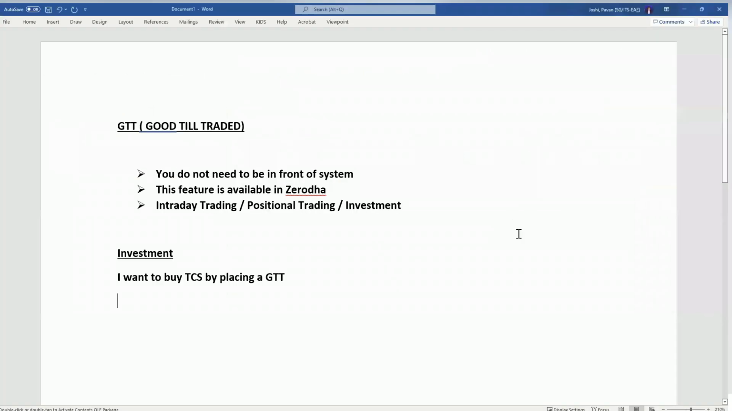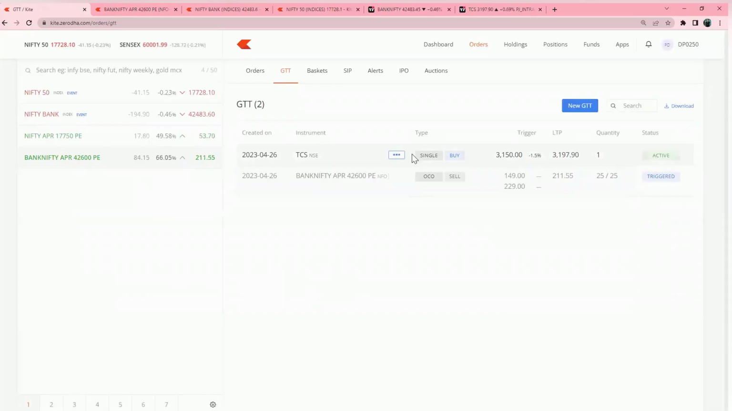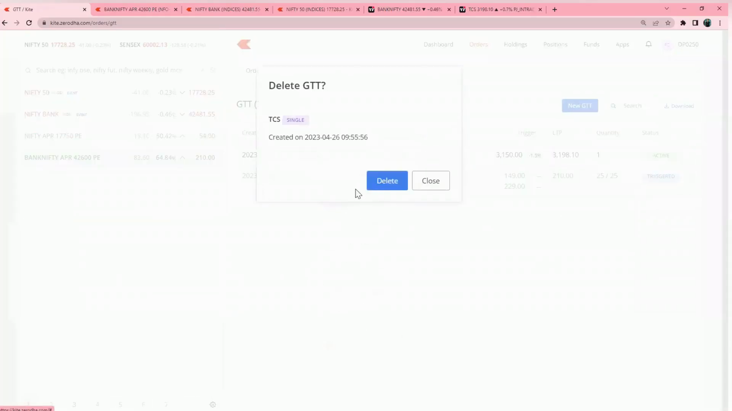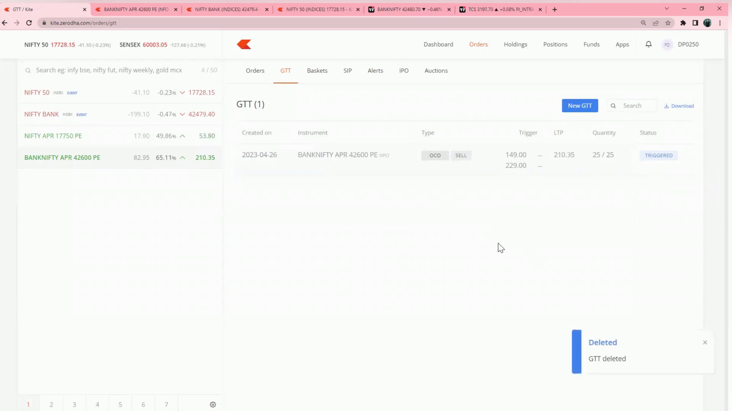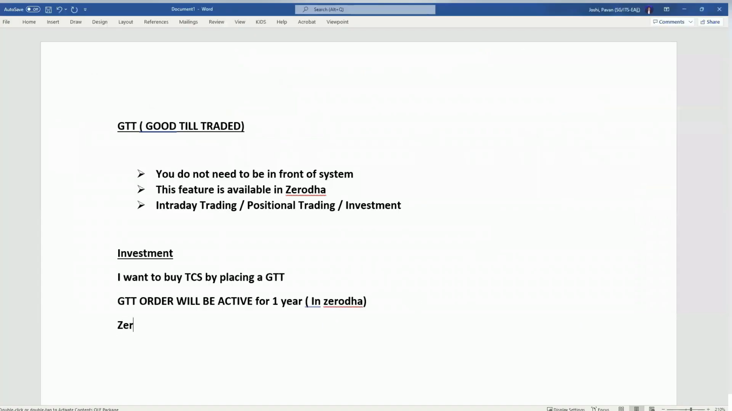So Zerodha is keeping my order safely for the next 1 year, and I can have this order and it will be active for the next 1 year, right? In Zerodha. If I have to give you some technical details, at any point of time if you don't need the order, you can delete it as well, right? I don't want the order to be executed now, you can come back and delete.